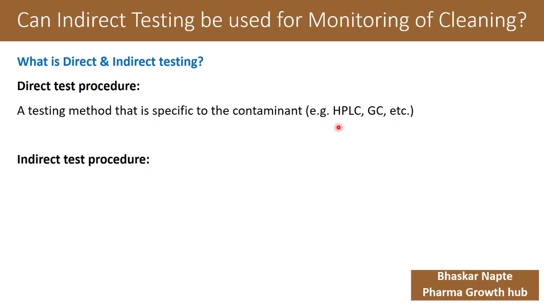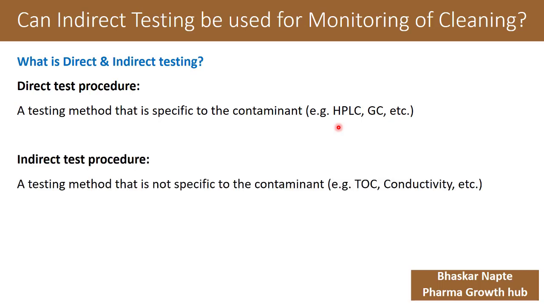And what is meant by an indirect test procedure? It is very simple. A testing method that is not specific to the contaminant, like we talked about the paracetamol API. So, in case you have a test procedure which is not specific to the paracetamol concentration present in a sample, then you will say, okay, so I have an indirect testing procedure. And the examples of such kind of test procedures are what? Like TOC or the conductivity.